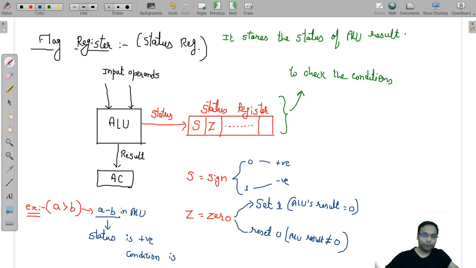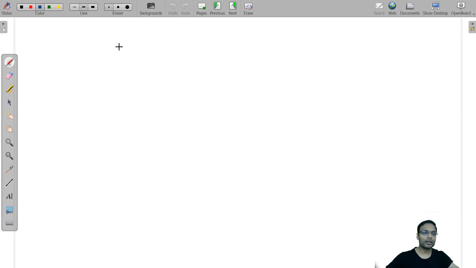So all the conditions which you write are checked based on the status registers. Remember that all those condition checks, whichever you write in a higher level programming language, are based on this status register content. Right? Okay, fine.